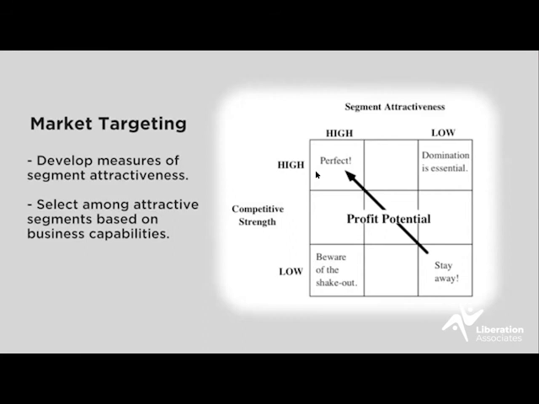But let's say your competitive strength is low. You are finding it hard to enter into the market, and the segment attractiveness is high. A lot of people are into that segment, and your own competitive strength is low. Don't even think about it. Beware of the shakeout. They will push you out of that market. But if your competitive strength is low and the segment attractiveness is low, that market is a no-no. You understand what I mean? It's a no-no.